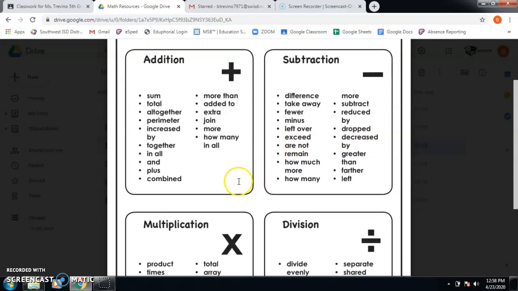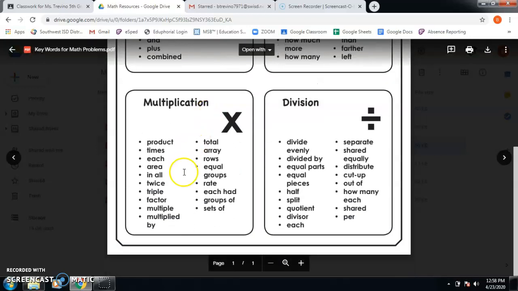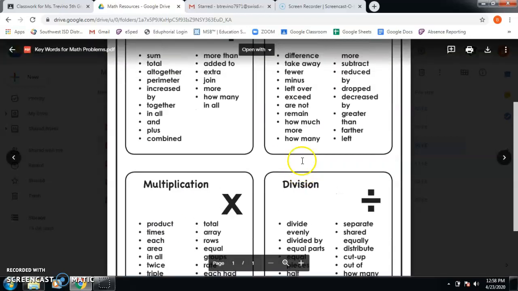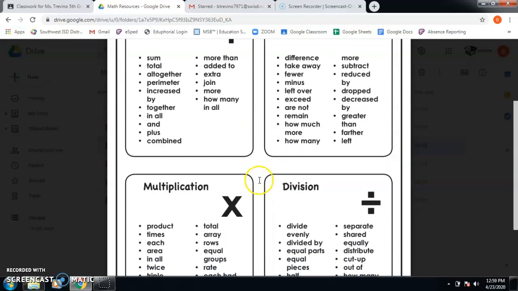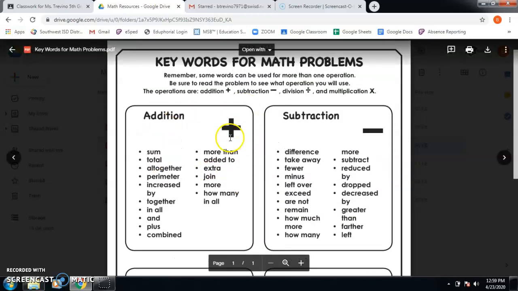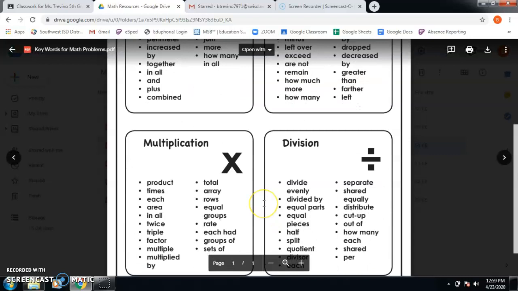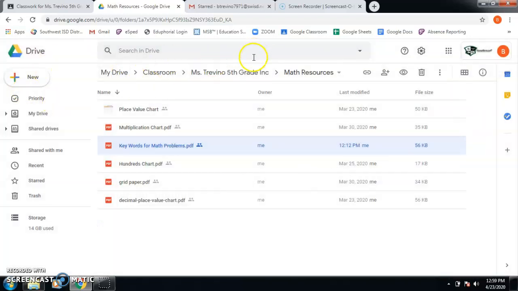Or it says all together. Oh, that one says all together. That means I'm going to add those numbers. What is the product of those numbers? Wow, multiplication. Okay, so this chart really does help you. So keywords, I know we practiced it a lot when we were in school and I would go in and help you. We need to use our knowledge of this vocabulary, okay? These keywords are going to help you tremendously. So this is in those resources, okay?